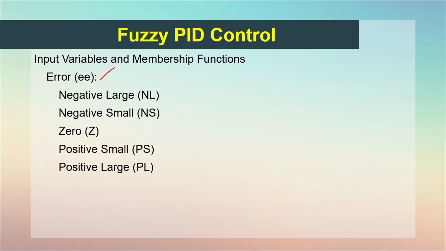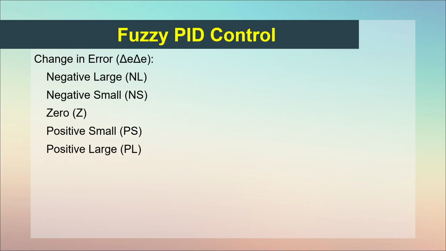So, here there are some steps that have been mentioned when understanding the fuzzy. What are the two variables that have been taken? Error, that is treated as negative large, negative small, zero, positive small and positive large, and the change in error is also negative large, negative small and so on. So, error is taken and the change in error is calculated.